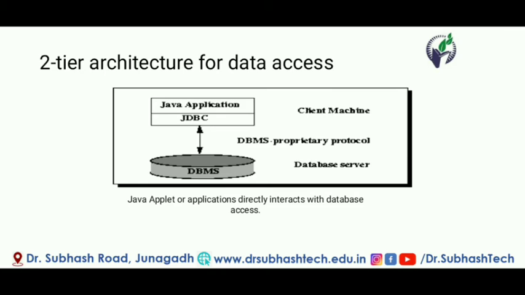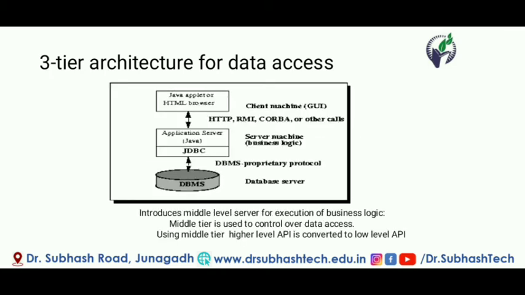Next, we move on to three-tier architecture. Here is the three-tier architecture for data access. There are three layers. First one is the client machine. Second one is the server machine. And the third one is the database server.